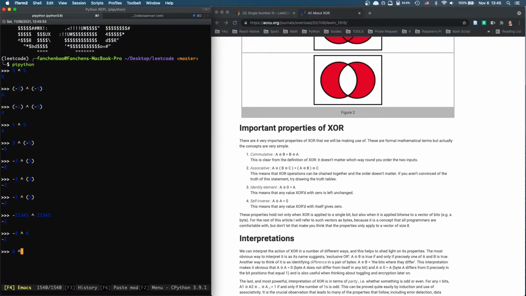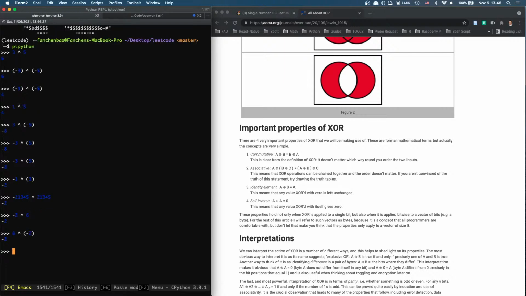How does that help us? I don't know. I don't know, man. What's 6 exclusive or minus 2? 6 exclusive or minus 2 gives us minus 8. We'll go back to where we started with.